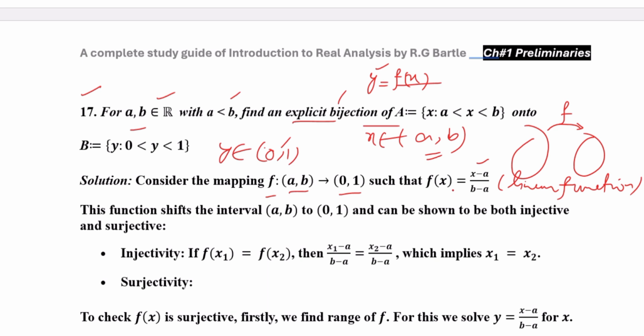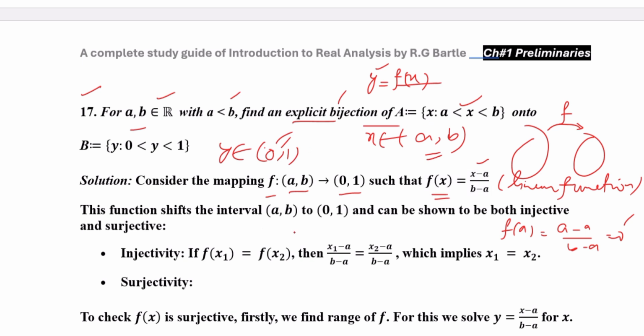This function is a bijective function. You can check that this function maps every element of set A to set B. For example, when you put here x is equal to a, what is f of a? F of a becomes a minus a over b minus a, that is equal to 0. That is the first point lying in this interval. So you can check that this function maps every element of set A to set B.